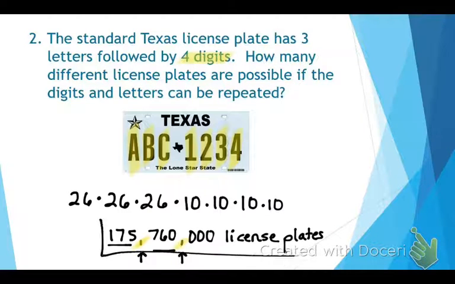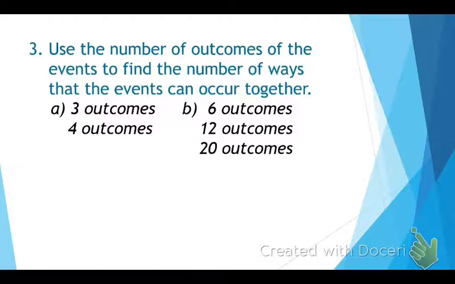This is confusing. All you have to do is find out the number of ways that that particular letter could be. For number 3, it says use the number of outcomes of the events to find the number of ways that the events can occur together. So this is not a difficult one. This is more simple, like you were thinking beforehand. There are simply 3 different ways that it could be on one, and there are 4 different outcomes that it could be on another. So you've got to take M, which is 3 outcomes, and multiply it times N, which is 4 outcomes.